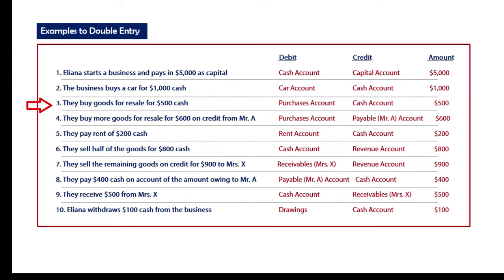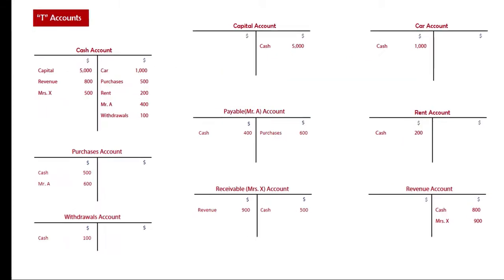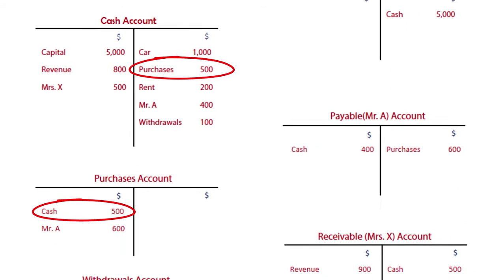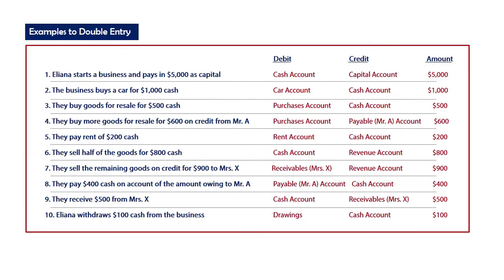In the third example, the elements are the purchases account and the cash account. Again, the cash account is already open, so we will have to open a T account for purchases. Credit the cash account in the name of purchases. Then we come to the purchases account and we debit it in the name of cash for $500. Let's move to the fourth example. It is between a purchases account and a payables account for $600. We are supposed to debit the purchases account and credit the payables account for $600.